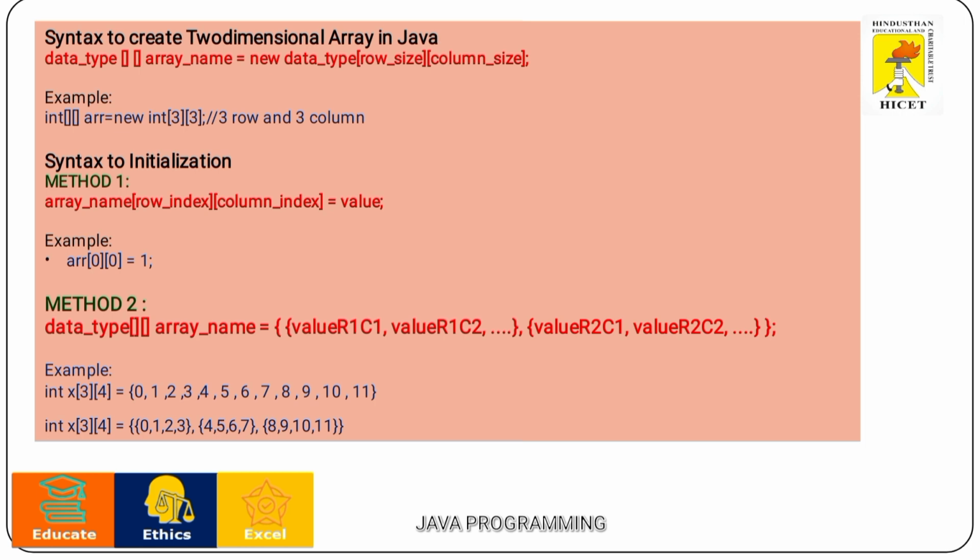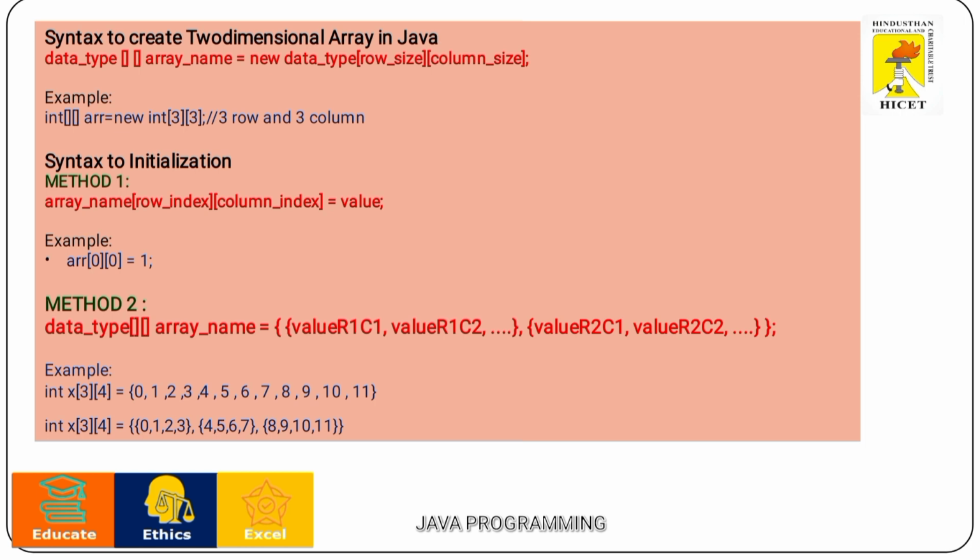And next the syntax for initialization. In the first method we need to mention the name of the array and the value of the row index and the column index, equal to a value. So the value will be assigned in the mentioned row and column. For example, ARR[0][0] is equal to 1. So the value 1 will be assigned in the cell represented by the 0th row and 0th column.